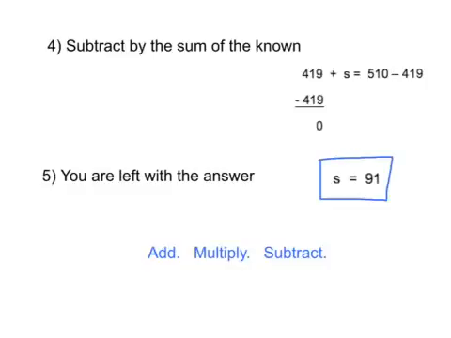So here's the 3 things we do. We add, multiply, subtract. Notice there's no division. And a lot of times people think there's a division part because there is division when it comes to finding average, but not in this scenario.